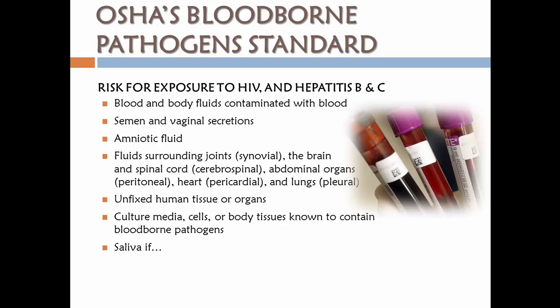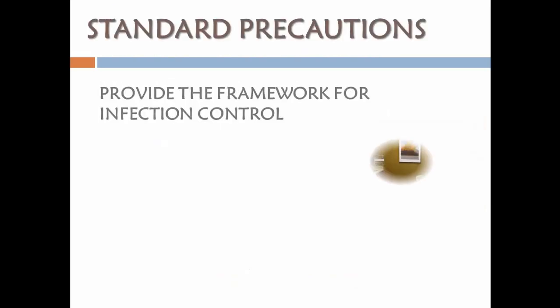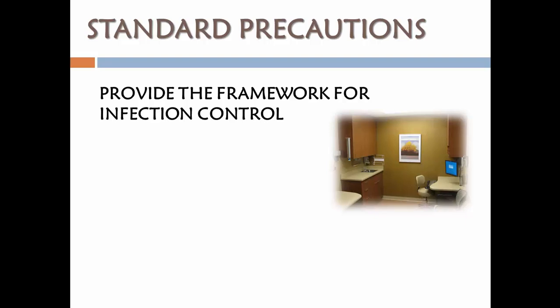OSHA instituted a set of required workplace practices, universal precautions, to reduce exposure to these bloodborne pathogens. But OSHA's scope was limited. By considering only exposure to HIV and hepatitis B and C, a host of other pathogens encountered in our workplace went unaddressed. Standard precautions incorporates universal precautions and includes additional measures to prevent transmission from other sources.